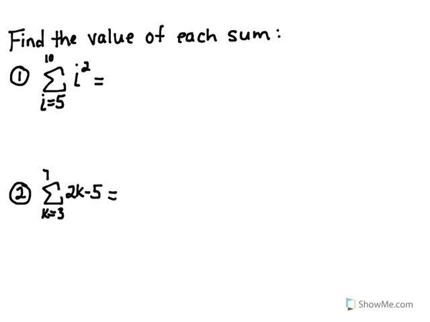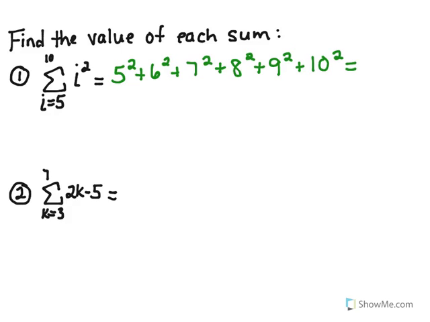We want to find the value of the summation of I squared when I goes from 5 to 10. So I'm going to start by plugging in I equals 5 and write down 5 squared. Plus, I'm going to use all the integers going from 5 to 10. So then I have plus 6 squared, and 7 squared, 8 squared, 9 squared, and last but not least, 10 squared. If I add all of those numbers together, I'll get a sum of 355. So I'm just replacing the variable I with the numbers from 5 to 10. Please pause the video and try problem number 2 on your own.